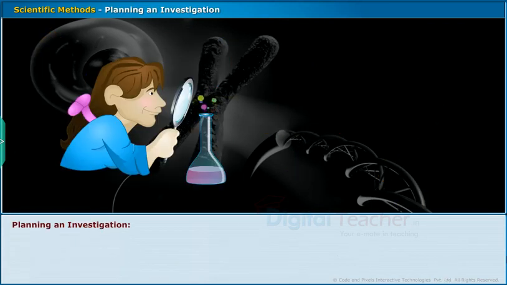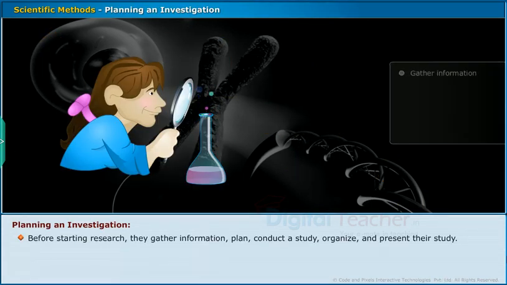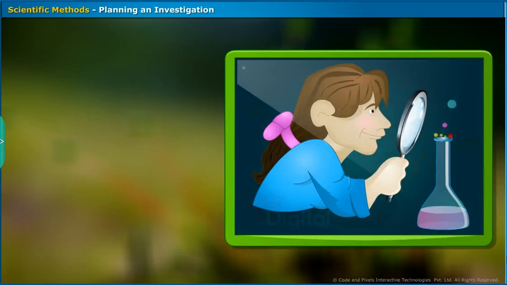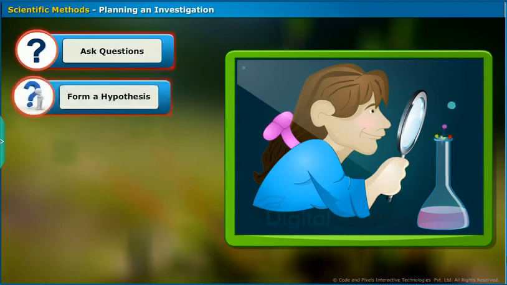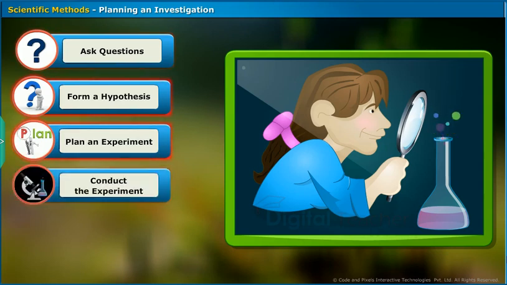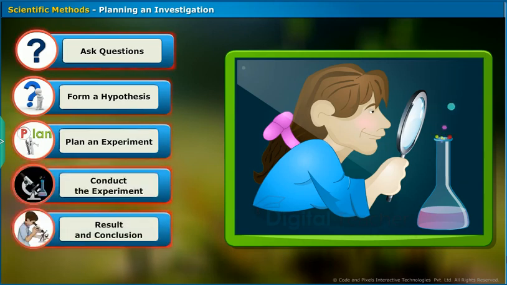Planning and investigation. Before starting research, they gather information, plan, conduct a study, organize, and present their study. Planning and investigation includes 5 steps. Let us study about them. Following are the 5 steps to be followed for planning an investigation. Ask questions, form a hypothesis, plan an experiment, conduct the experiment, result and conclusion.